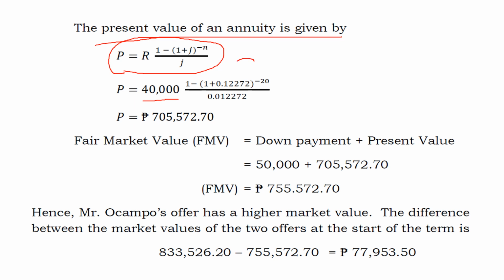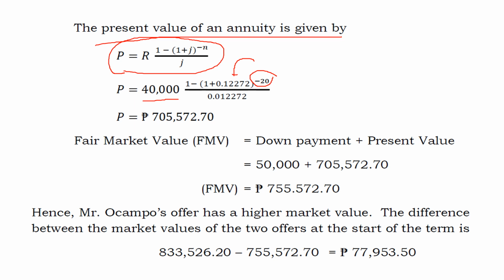Then we come up with this. So we apply your j here. As you can see, we compute this one: 0.011272. And as you can see here, n is negative 20. Why is that? This is the number of conversion periods, because Mr. Cruz's offer is compounded quarterly. That's why it's negative 20: 4 multiplied by 5, since every year there are 4 quarters in a year.